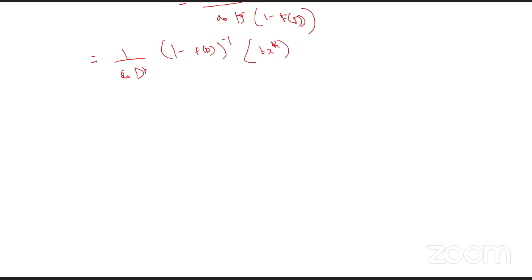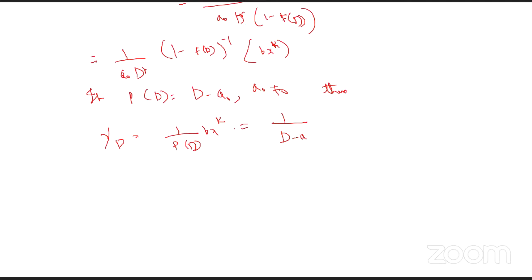So, for instance, if P(D) equals D minus a naught, where a naught is not equal to 0, then the particular integral y_p means 1 by P(D) operating on b x power k, that equals 1 by (D minus a naught) operating on b x power k.